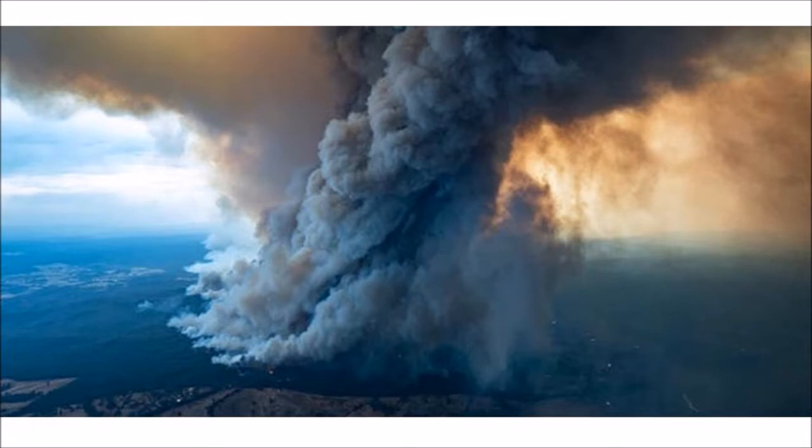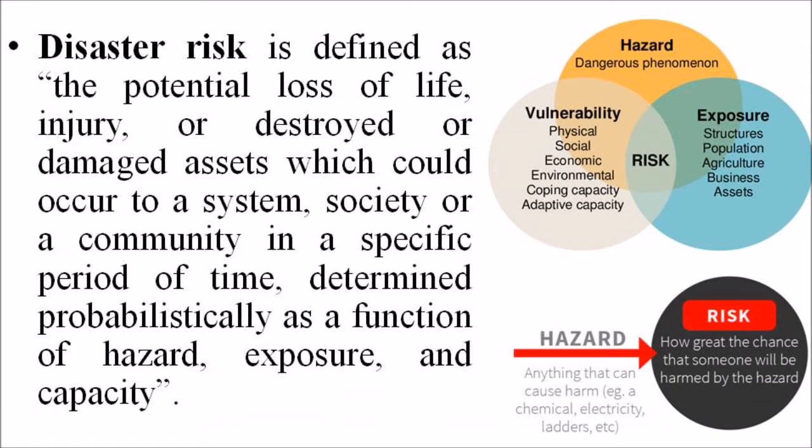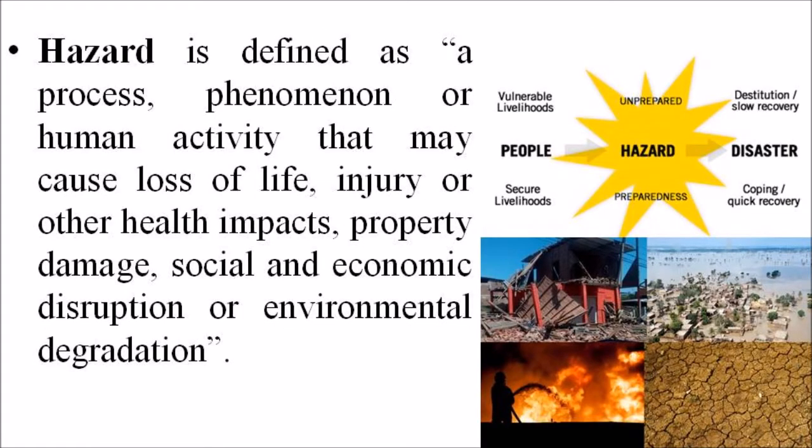The first one is a disaster risk. A disaster risk is defined as the potential loss of life, injury, or destroyed or damaged assets which could occur to a system, society, or a community in a specific period of time, determined probabilistically as a function of hazard, exposure, and capacity. In the technical sense, it is defined through the combination of three terms: hazard, exposure, and vulnerability. The second term is hazard.